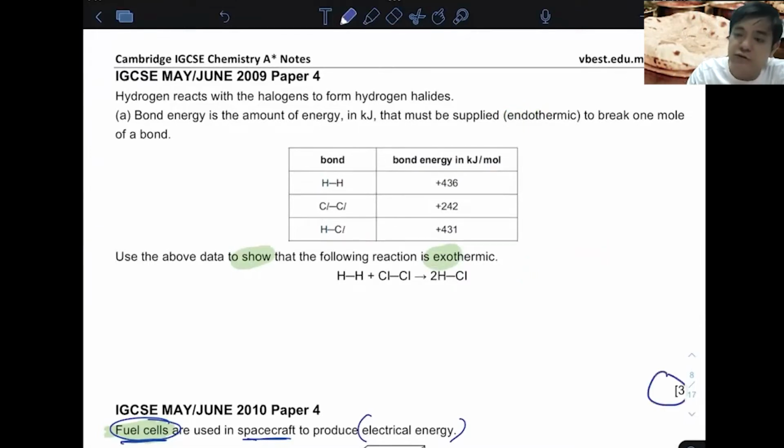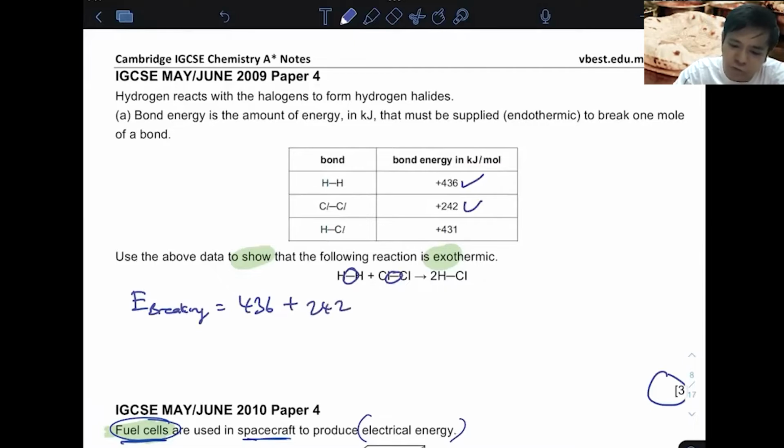So 3 marks just to calculate. I would say you start from energy for breaking bonds. Okay. So break bonds, you break this and you break this on the left hand side. So the HH is 436, and then plus the Cl and Cl is 242. And then an energy for forming. So after you break it, you form it again.